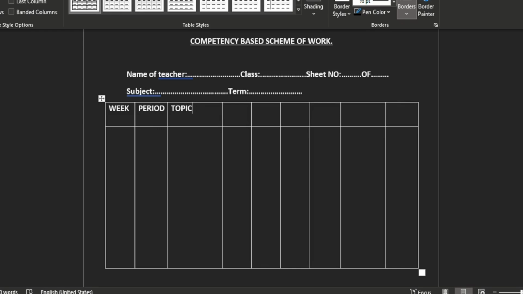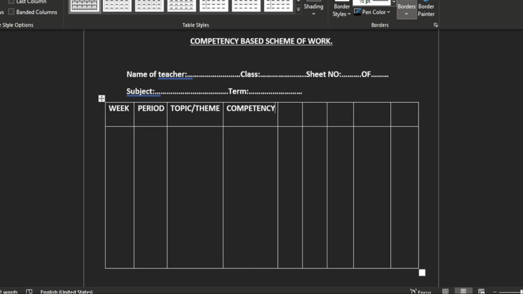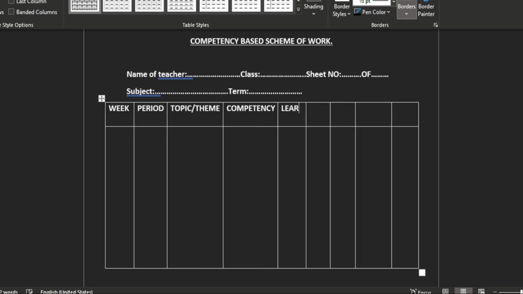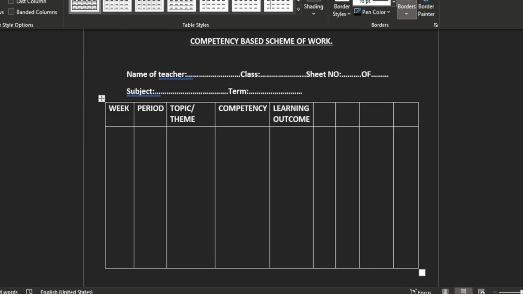Right. So on the first column we are going to write the week. Mostly when the school starts, let's say in first term, there is week 1 at the start, then week 2, week 3, week 4, week 5, week 6, week 7. Right. So there are weeks, then there is period. In the topic that you are going to cover, how many periods are they going to take?